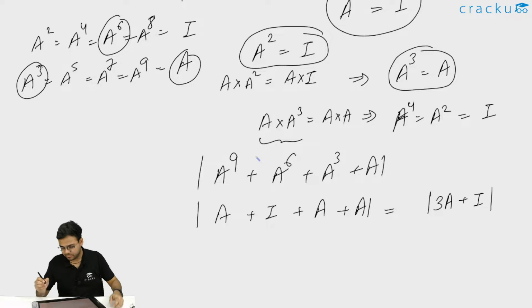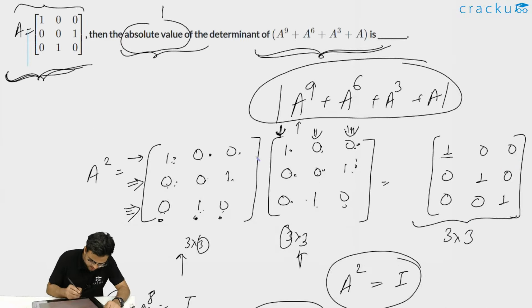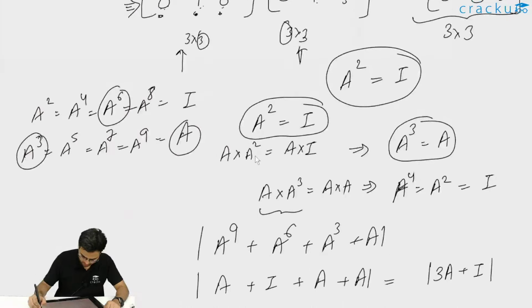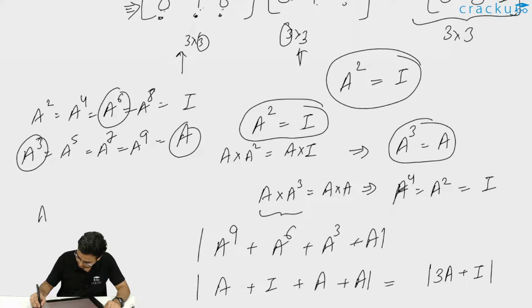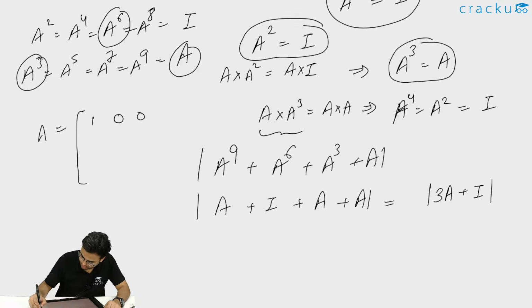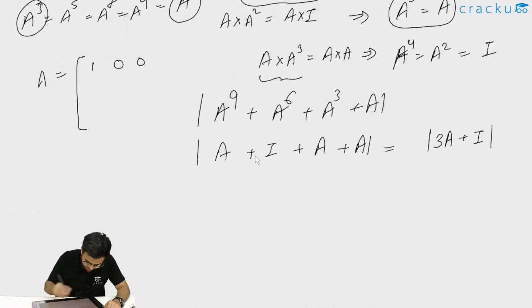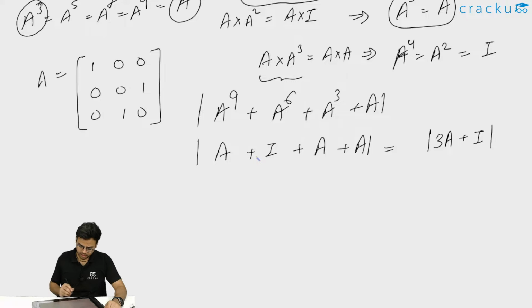Determinant of 3A plus I. What is A? A is given as [1 0 0; 0 0 1; 0 1 0]. So this is A. I have to find the determinant of 3A plus I.